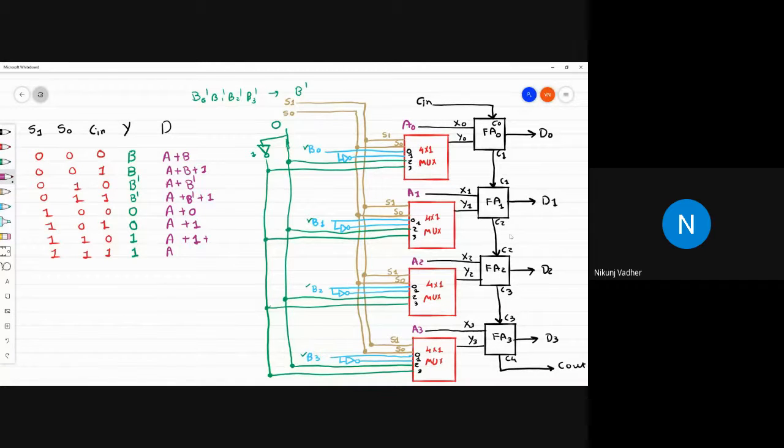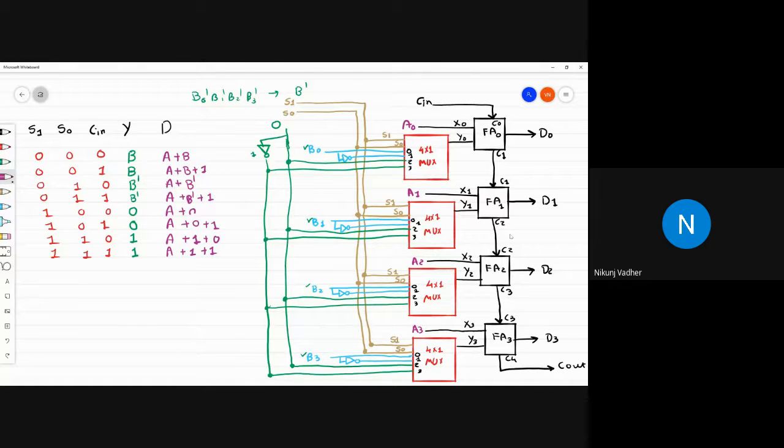1 plus 0. Okay, here in this case it will be A plus 0 plus 1. Okay, and in last case, it will be A plus 1 plus 1. Okay, so these 8 operations will be there for this arithmetic circuit.